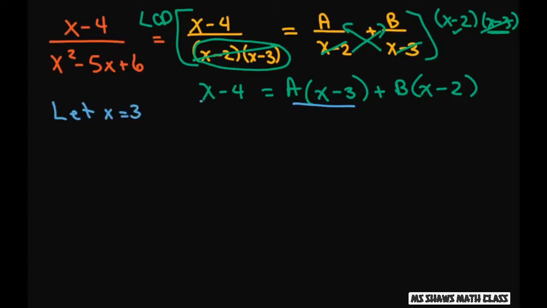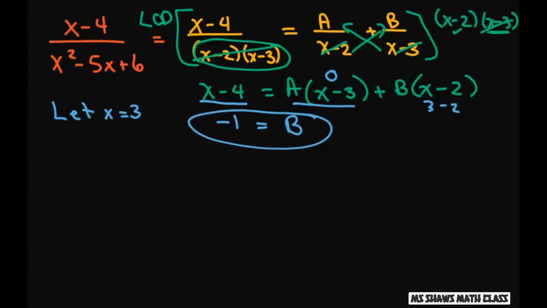you plug in 3 here, you're going to get negative 1 equals, this is going to be 0. And you plug in 3 here, you're just going to get b, because 3 minus 2 is just 1. So b is negative 1. Now let's 0 out the b, so we'll let x equal 2. You let x equal 2, this is going to 0 out. So 2 minus 4 is negative 2 equals negative a. So a is going to be 2.